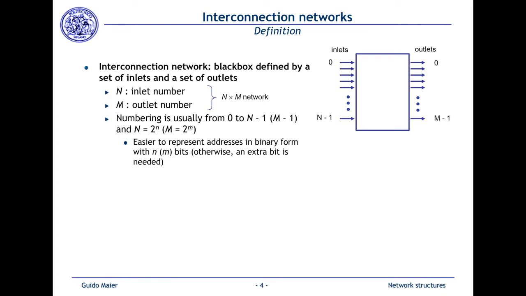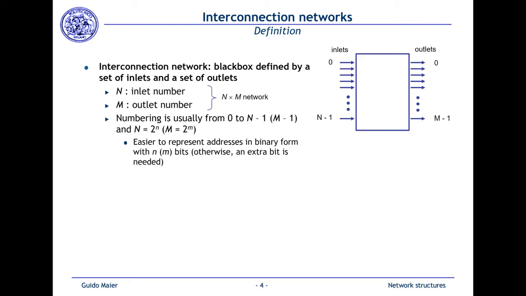Usually inlets are numbered from 0 to n minus 1, and the outlets from 0 to m minus 1, and not from 1 to n or 1 to m. This is because quite often these sizes are an integer power of 2. So you usually have matrices of size 8 by 8, 16 by 16, 32 by 32, 64 by 64, and so on and so forth. And this is very useful when you want to associate the inlets to addresses, since we usually manage addresses in binary form, as binary numbers.